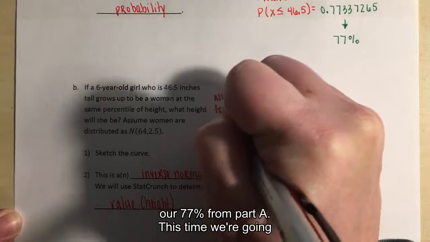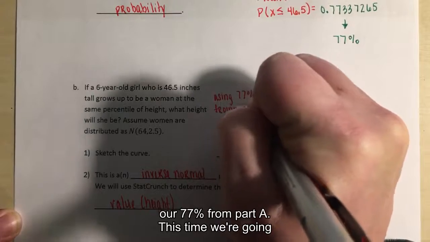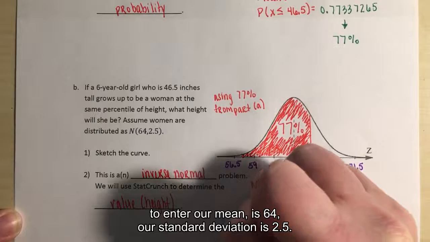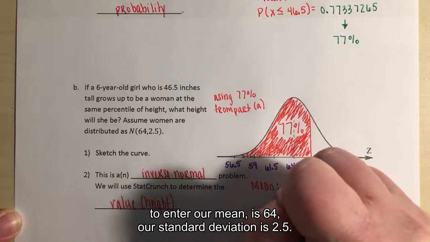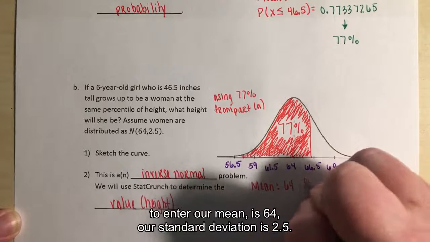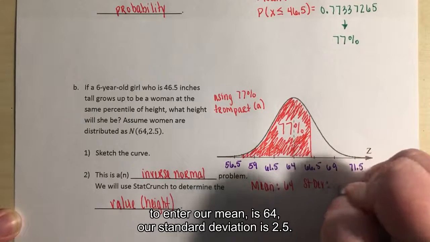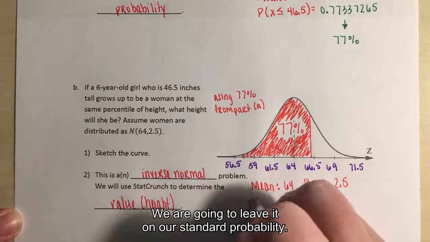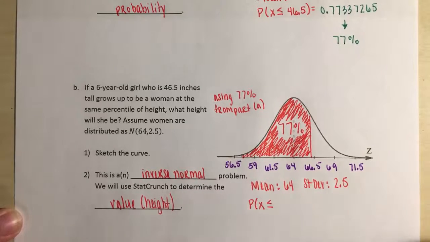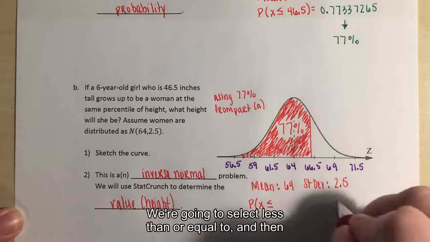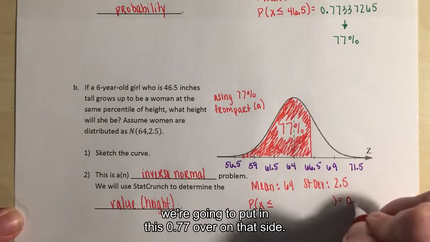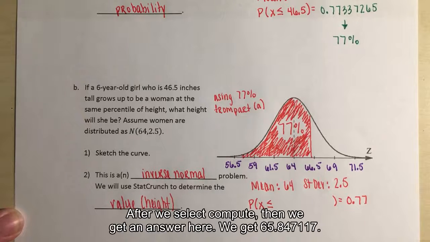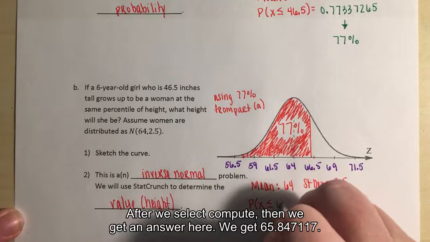All right, so this time we're going to enter our mean, which is 64. Our standard deviation is 2.5. We are going to leave it on our standard probability. We're going to select less than or equal to, and then put in this 0.77 over on that side. After we select compute, we get an answer here.